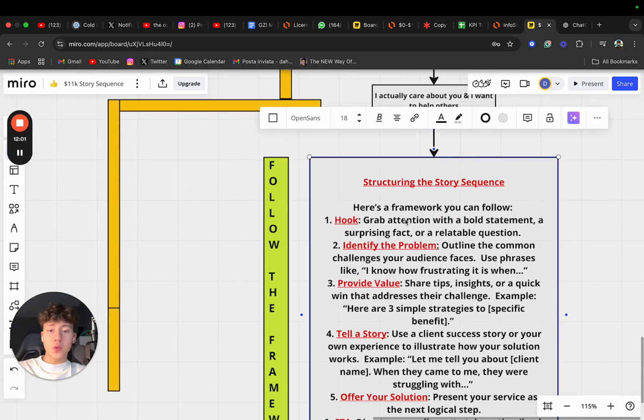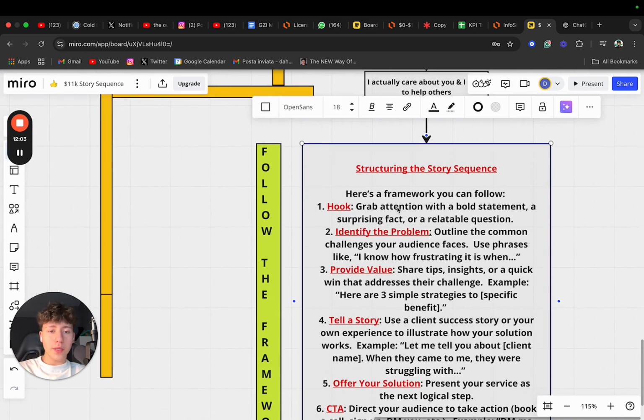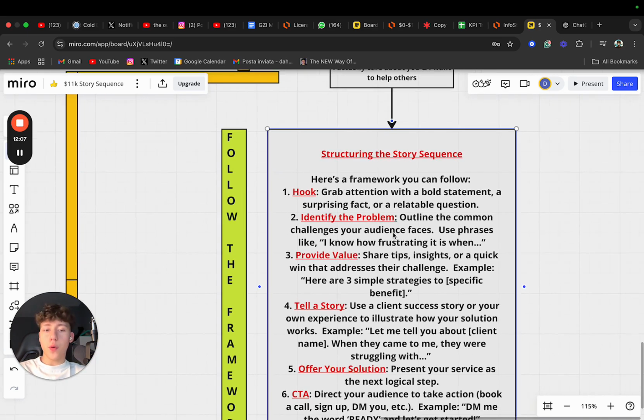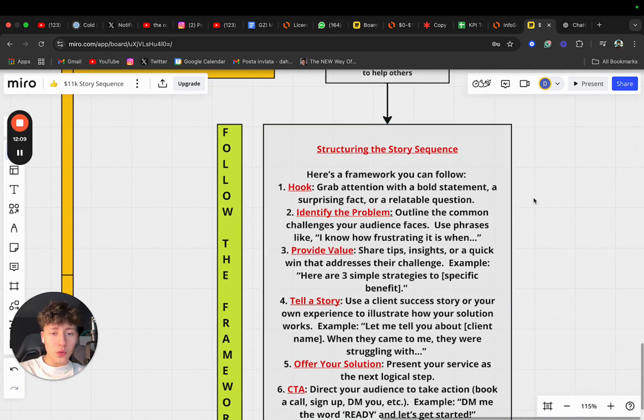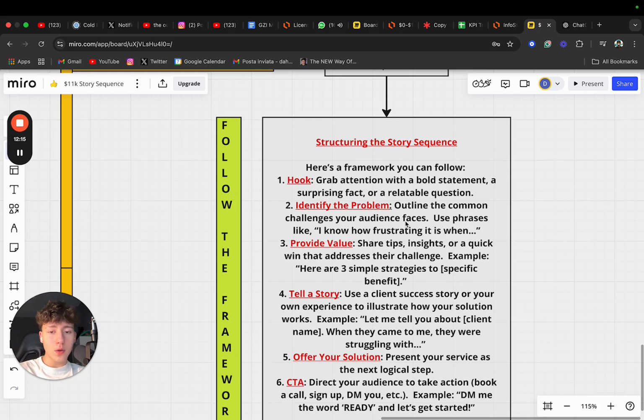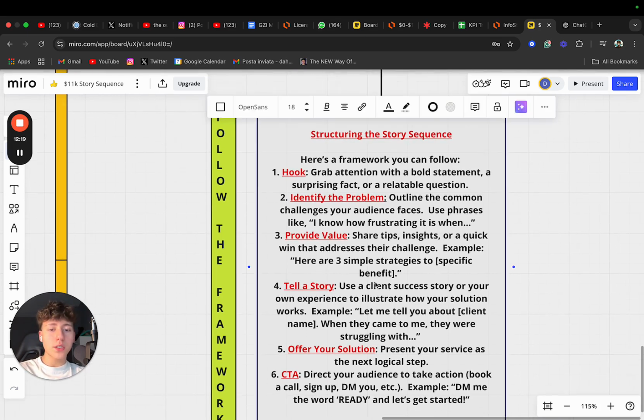So the story sequence looks something like this. Hook: grab attention with a bold statement, a pressing fact, or a relatable question. Identify the problem: outline the common challenges your audience faces. Use a phrase like, I know how frustrating it is when, and you go on. Provide value: share tips, insights, or a quick win that addresses their challenge. Example, here are 3 simple strategies to blah, blah, blah.